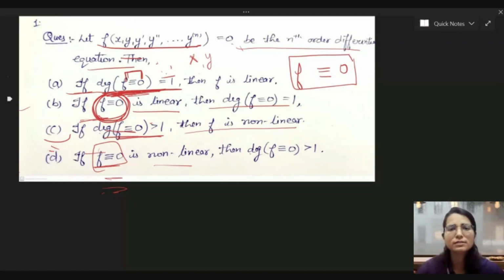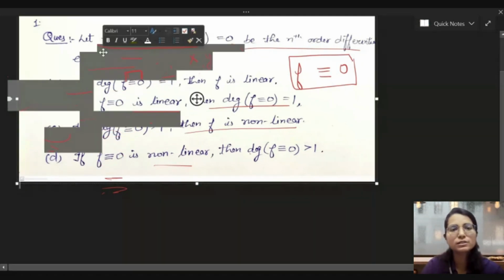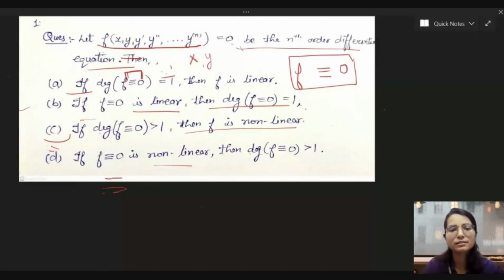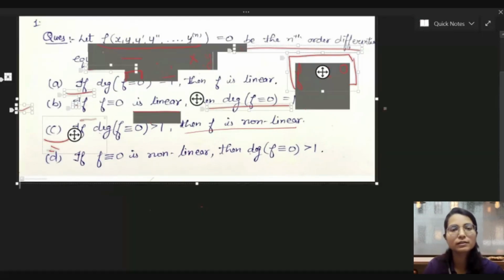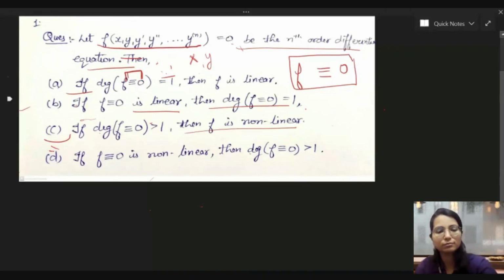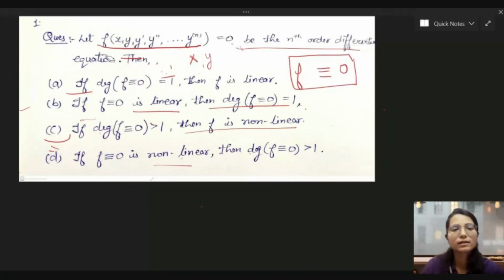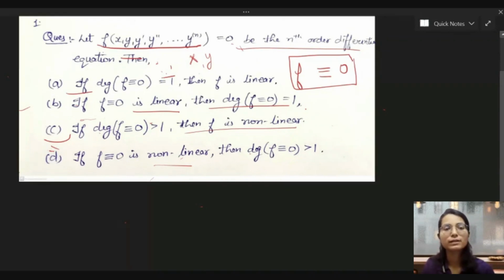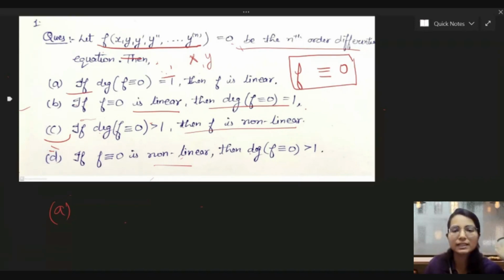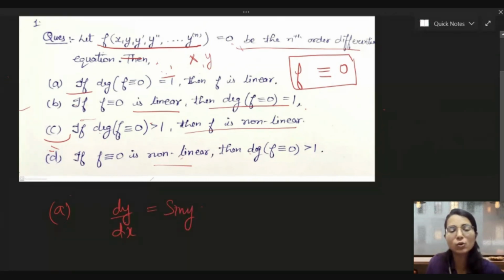So all options seem to be the same. They represent different meanings, but they look like they have been asking the same thing, but let us figure out what they have been asking. Let me discuss with you the first option. If degree of this equation is 1, then it is linear. Is it so? Let me write a differential equation for you. dy by dx is equal to sine y. Can somebody tell me, is it linear or non-linear? Fast. Non-linear. It is a non-linear differential equation.